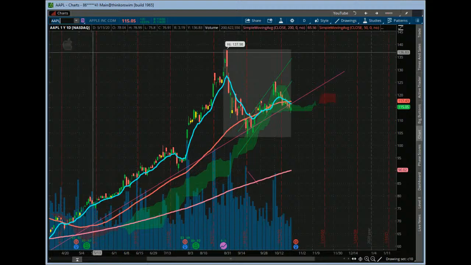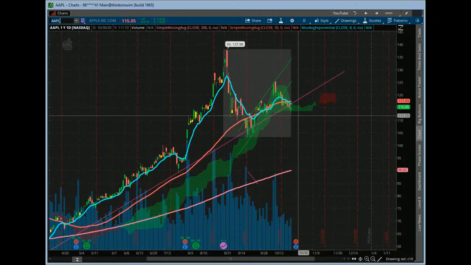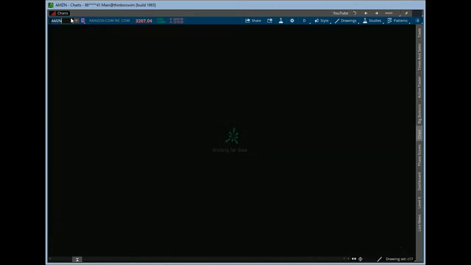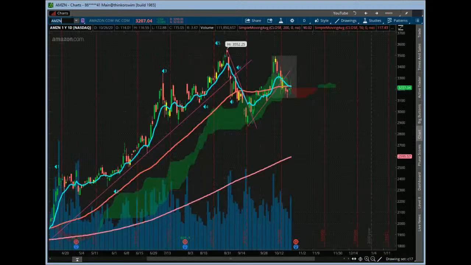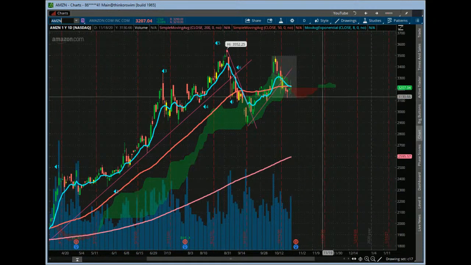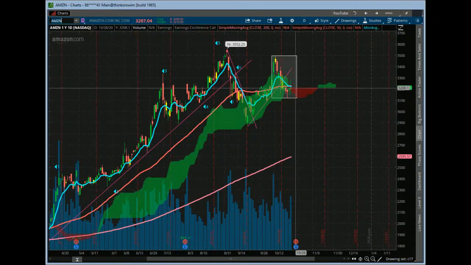So good stuff. All right, so we've got a spinning top right here on Apple. We're holding the cloud, so let's see if that can hold into earnings. That's going to be an important part for that one. And Amazon, crazy day today on Amazon. The range of today's candle, right? The range, 129 points. That's more than some stocks' total valuation. Ended up not quite an outside day today, but a big doji here.